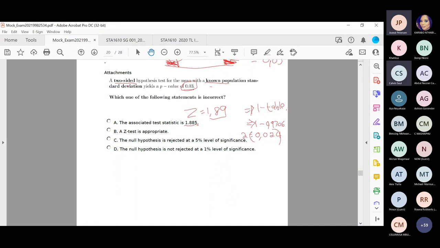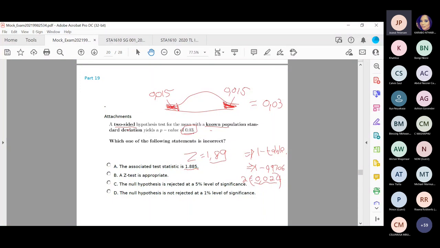So by looking at this value, it should be 0.015. It's not 0.015, it is 0.024. So this means it will not yield that value. So that is our incorrect value. The others should be correct because our population standard deviation is known. So that should be correct.